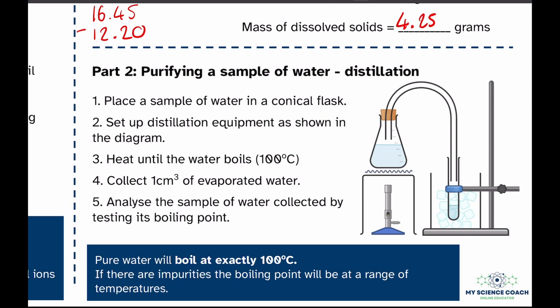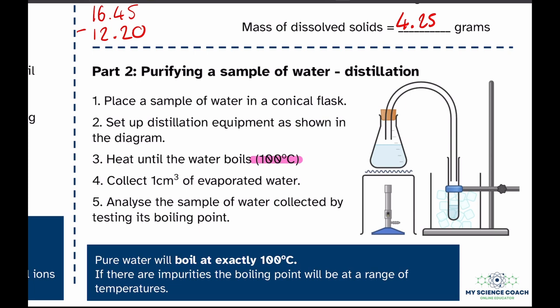So I've got a conical flask, I've got a delivery tube, and my delivery tube is going into a test tube, which I've got held up with a clamp just to keep it steady. That's going into some ice, and the ice is there to cool it down. So I'm going to heat it until the water boils, which will be 100 degrees Celsius.